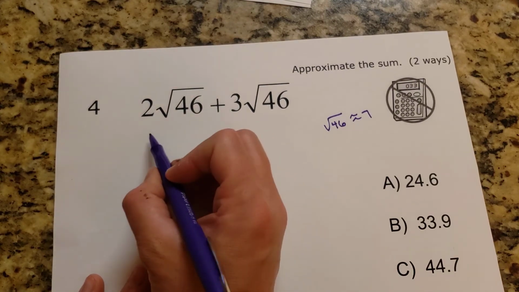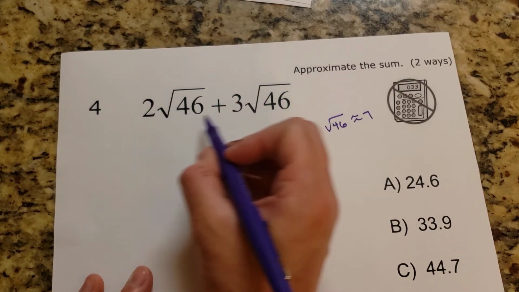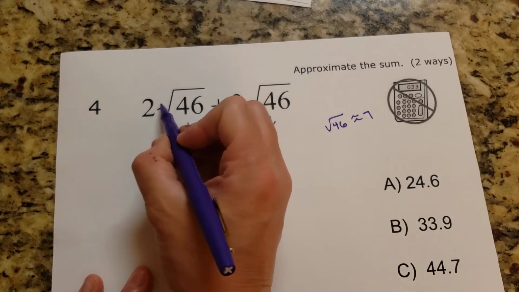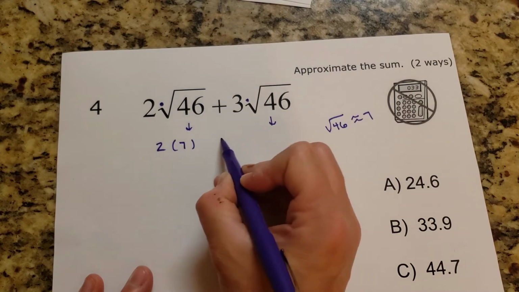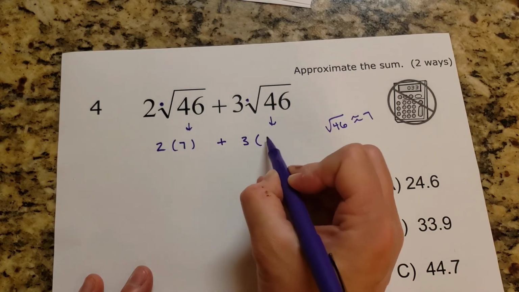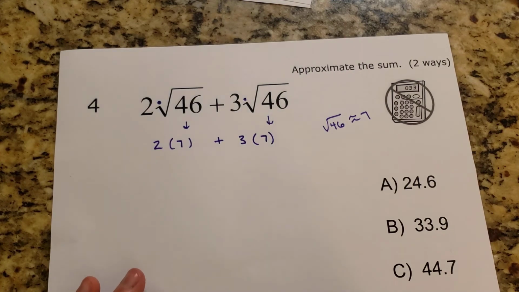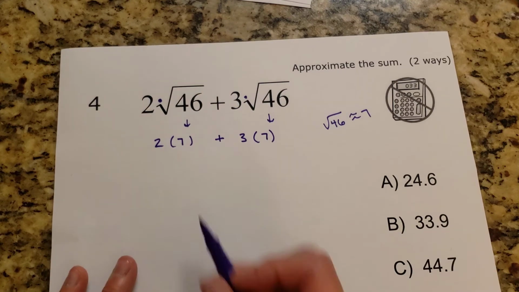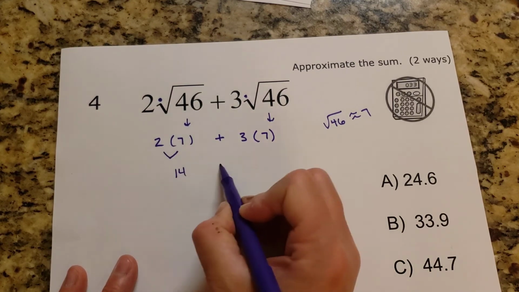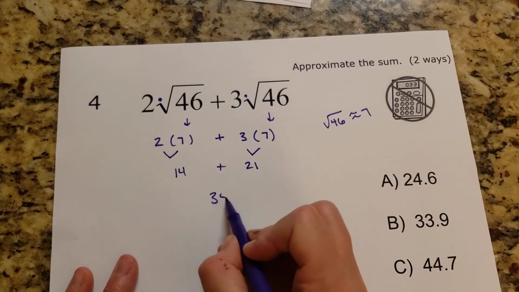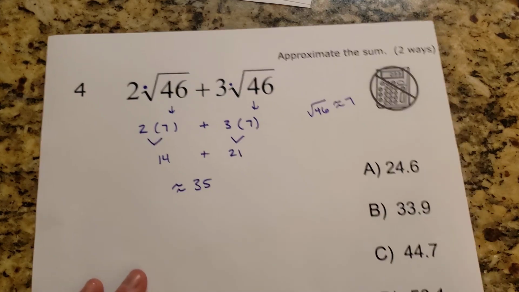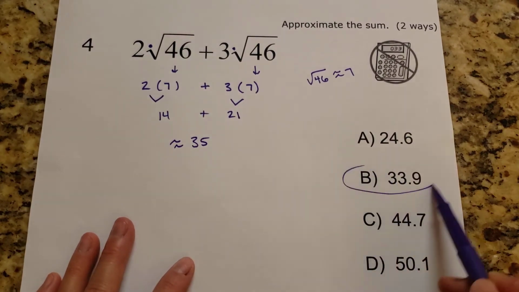If I change both of these into 7, multiplication, I have 2 times 7, and here's 3 times about 7. Remember, we're just approximating. So 2 times 7 is 14, and 3 times 7 is 21. When I add those together, I get approximately 35. So looking at the answer choices, I would go with B.